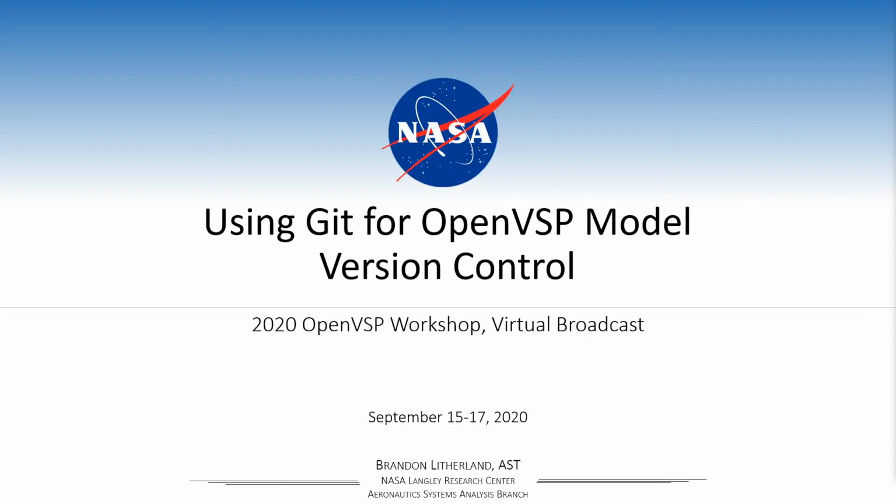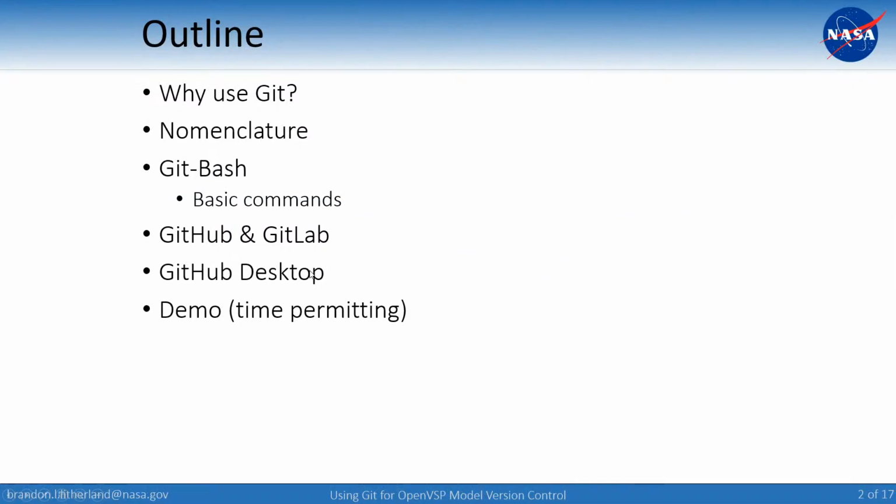What I'm going to do now is talk about using Git for OpenVSP model version control. And Git is a version control and file control system that allows you to branch apart and make changes to your models without actually affecting the source itself.